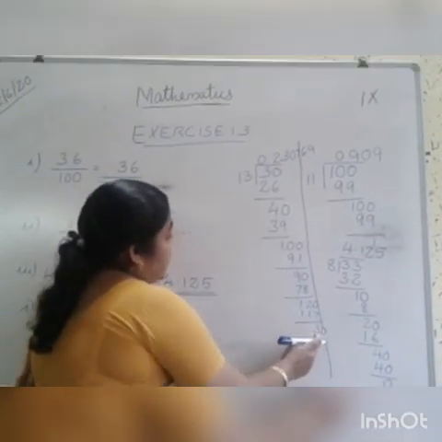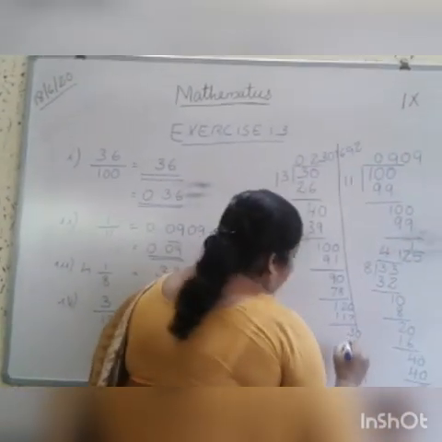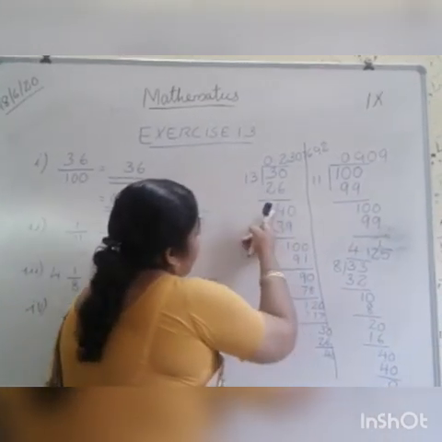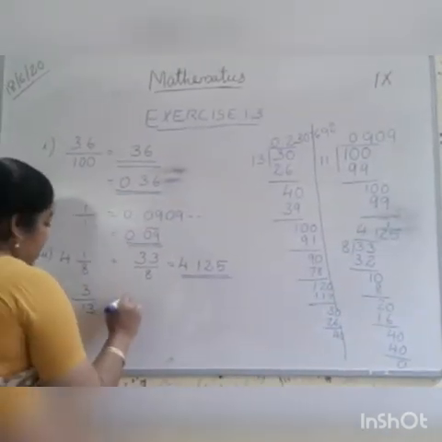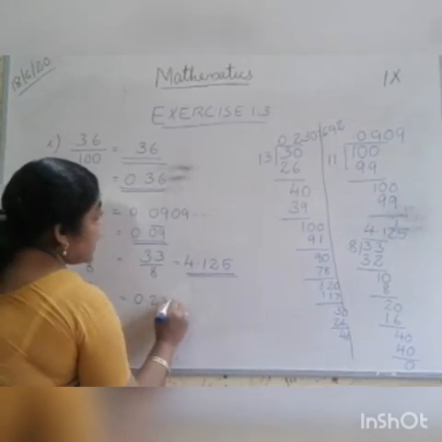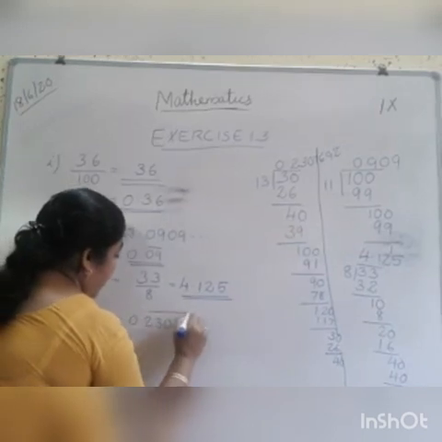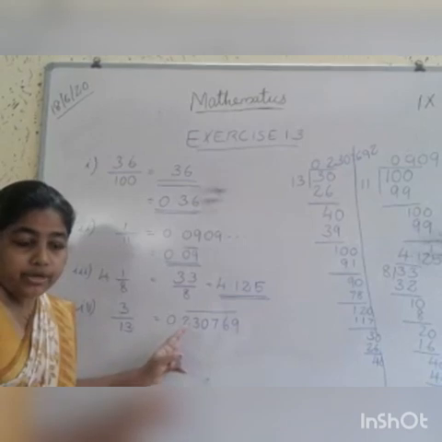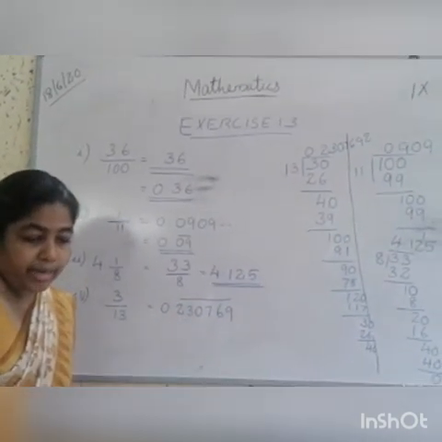Then 30. In 30, how many 13s are there? 2. Here 26. Then 4, 40. Here also 40. Like this continuing. Then what we can write? That is equal to 0.23076 whole bar. This is non-terminating recurring. This is also a rational number.